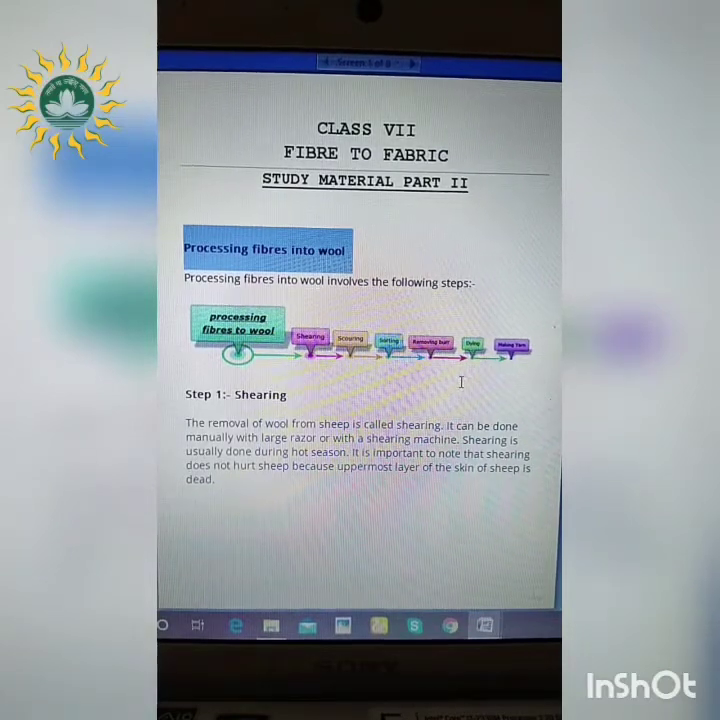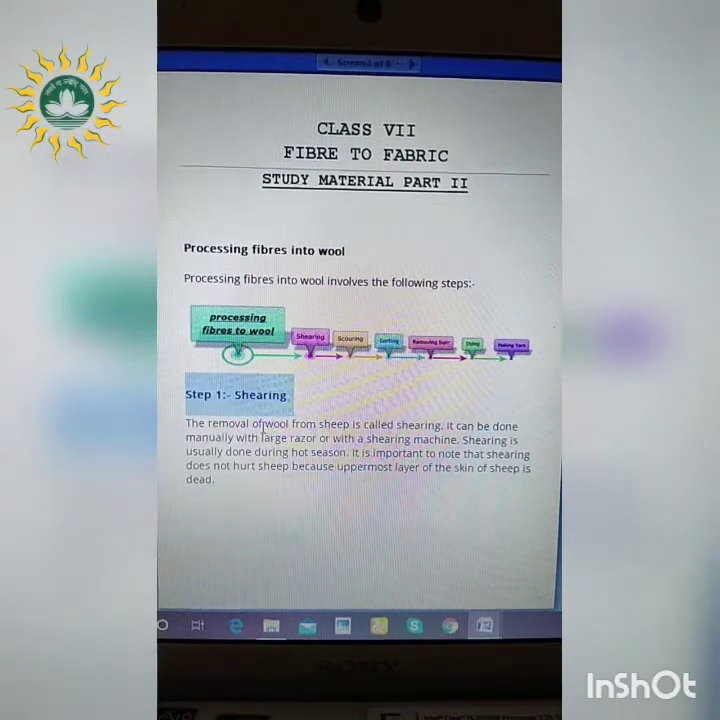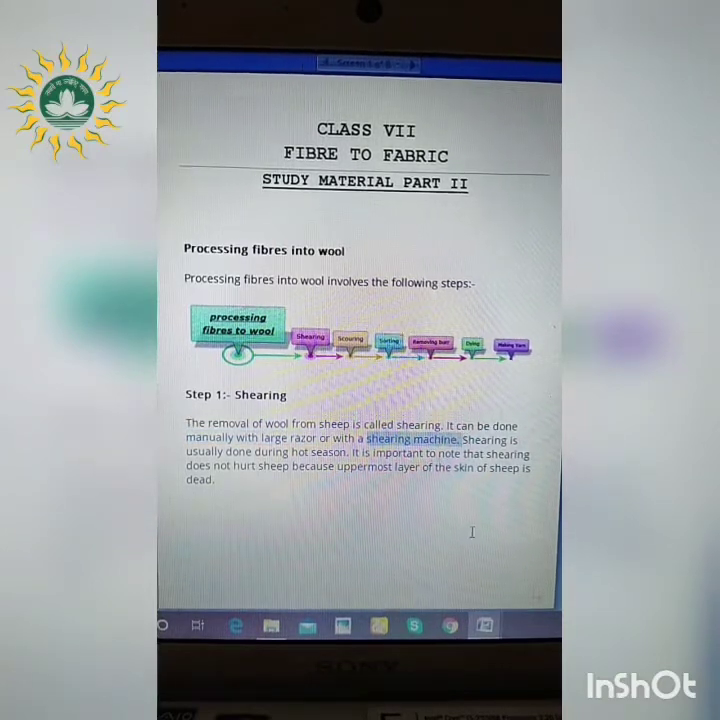Firstly, shearing. In this step, what happens? The wool is removed from the sheep, right? We have read that different types of sheep are present for the processing of different types of wool. In this process of shearing, the removal of the wool takes place. So how is this removal done? It can be done manually, that means by hand with the help of a large razor, or with the help of a shearing machine.